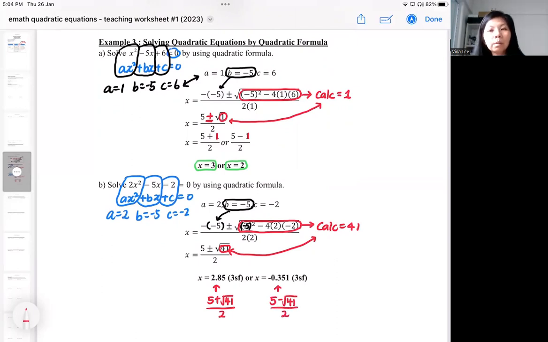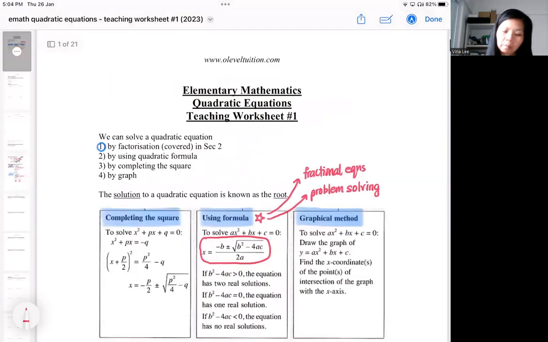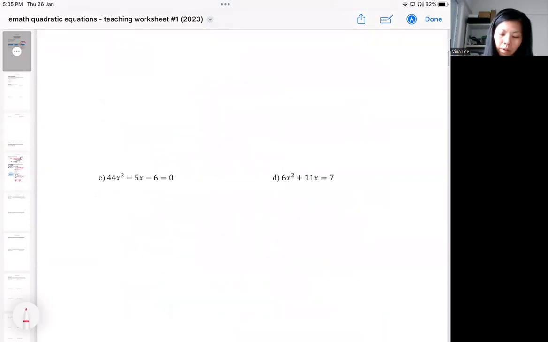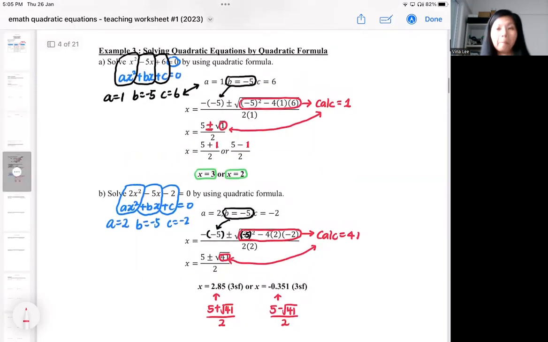So you minimize careless mistakes in inputting into your calculator by doing one extra step. You will need to make sure you have no mistakes in the quadratic formula, because like I mentioned in the first part, it leads you on to the fractional equation and the part on problem solving. So try out this quadratic formula on the next few practice questions.